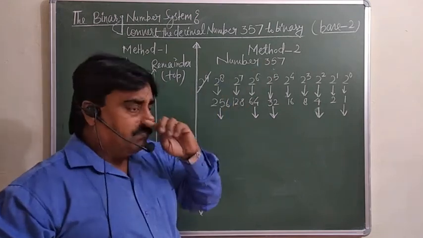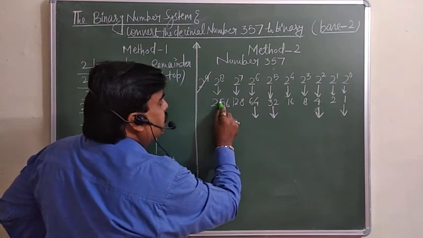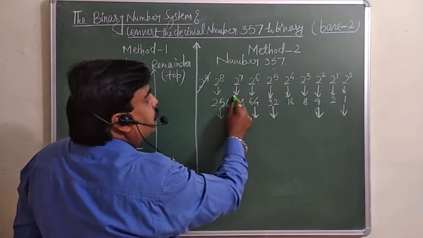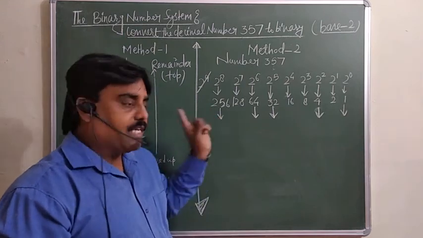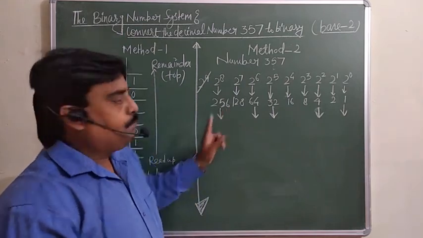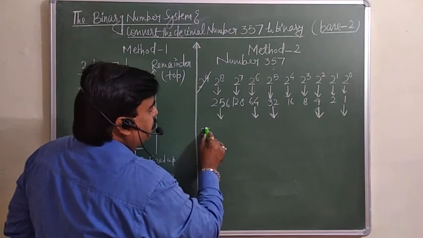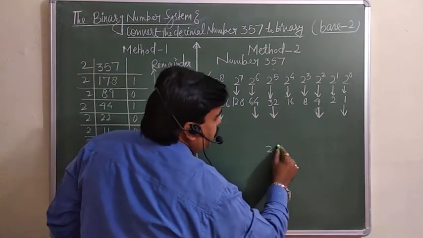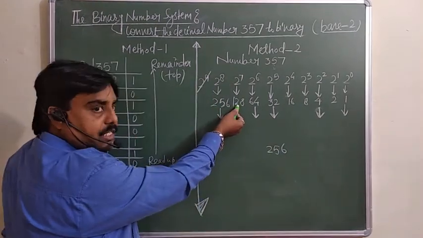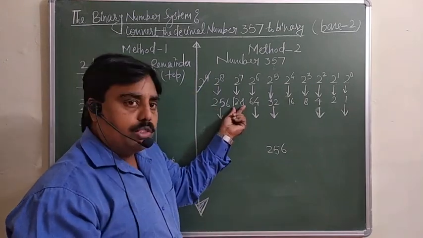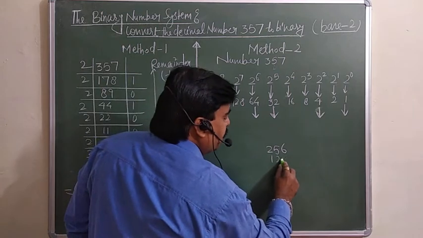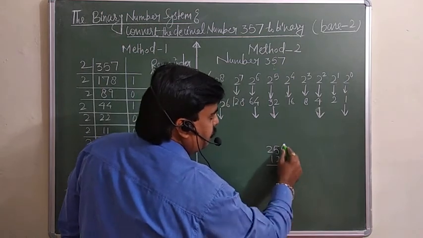Now what we will do is select the numbers whose sum must equal this number. We start from the left side, with 256 here. We are supposed to add: to 256, if you add this 128, then what will you get?